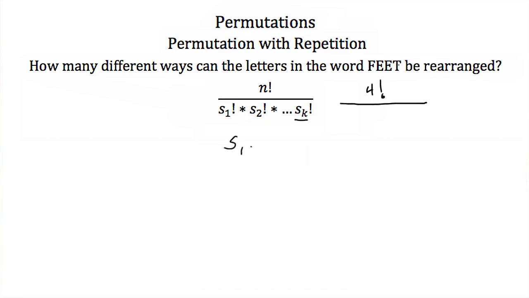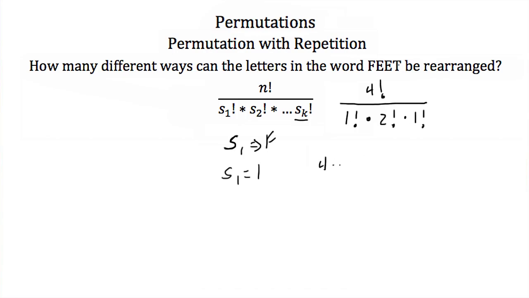So if we said S1 was the occurrences of F, well then S1 would be equal to 1 because there's only one F. So we would have 1 factorial. We would multiply that by S2, and we could say S2 is the number of occurrences that E occurs. Well, E occurs twice. So we'd multiply this by 2 factorial. And then lastly, we have a T, and T only occurs once, so we could say S3 was the number of times that T occurs, so we'd multiply that by 1 factorial again.